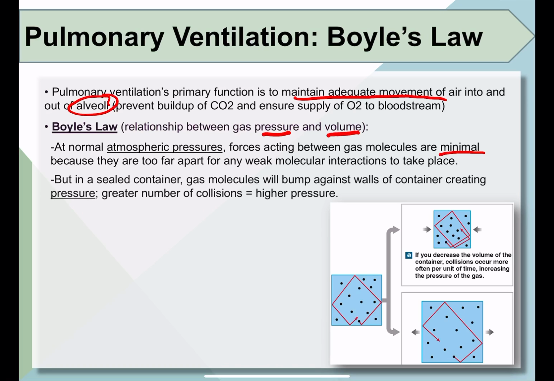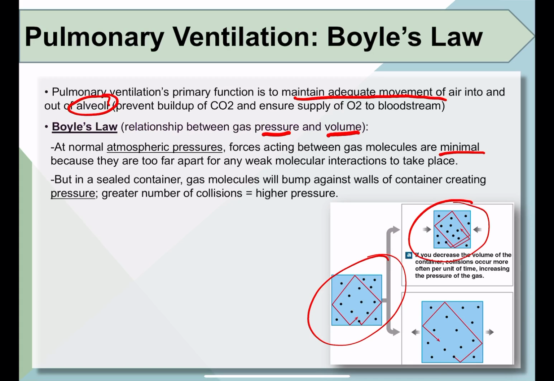But if we imagine a sealed container, like our lungs, or a small box that looks like this, for example, or like this, gas molecules are going to bounce off the walls of the container everywhere pretty quickly because they are put into a confined space now. It's not an open atmosphere, but now we are in this confined space defined by the box, or in the case of our lungs, okay?